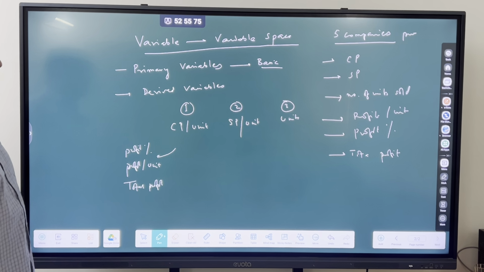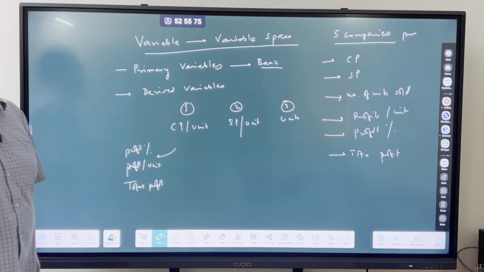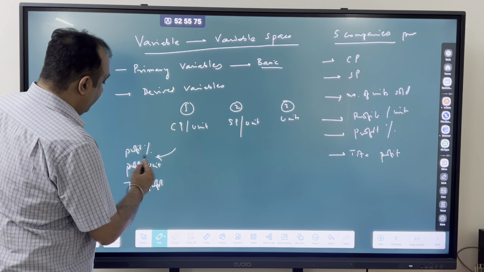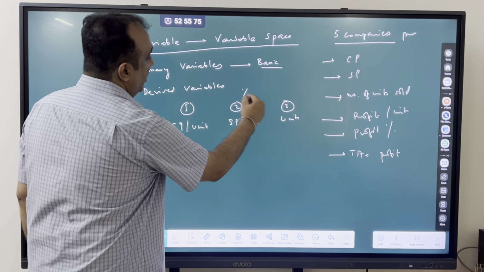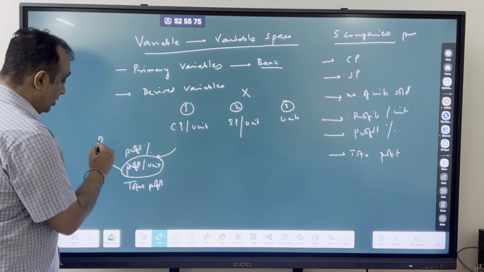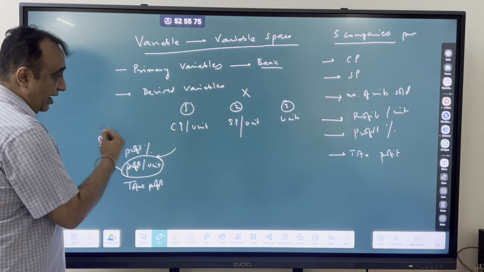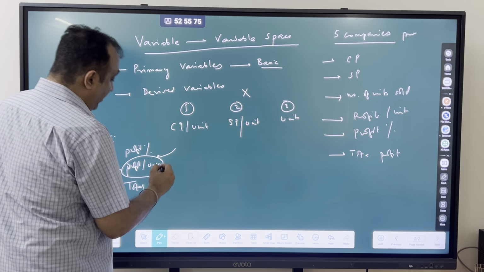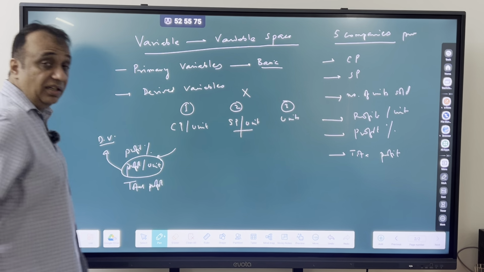It is possible that I have not been given these 3 basic variables. Instead, let's say I am given profit per unit and I am not given selling price per unit. Now, is this a derived quantity? Is this a derived variable? Or can this be a basic variable, and if I know this, can I get this? Yes, I can get that.